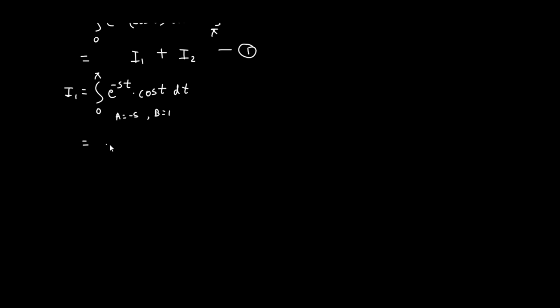So what is the formula? e raised to ax upon a square plus b square, cos t, sin t, a, b, and plus, and this is 0 to pi. Okay, then the upper limit.